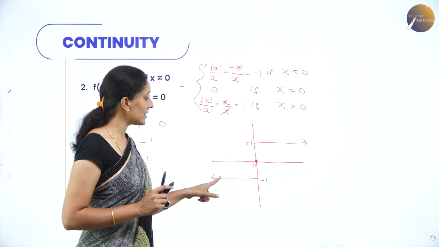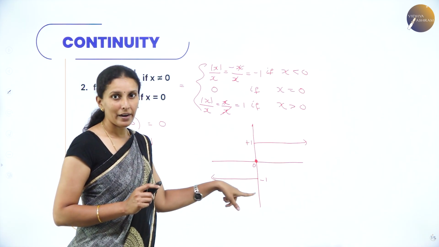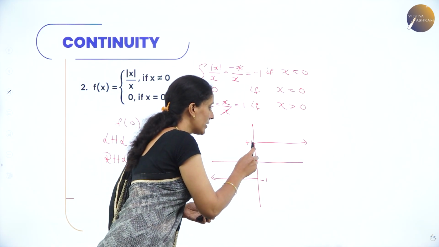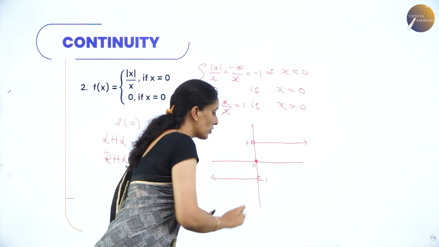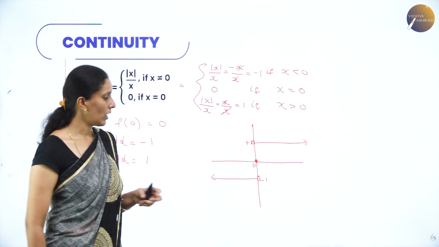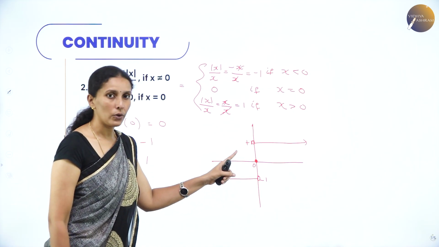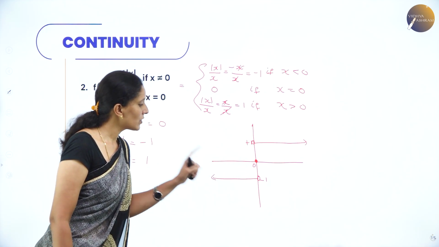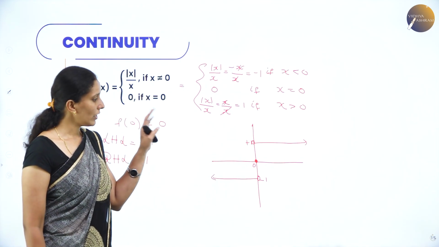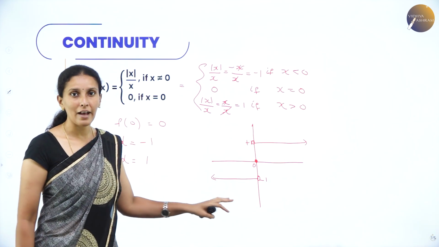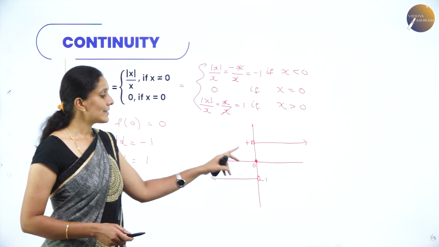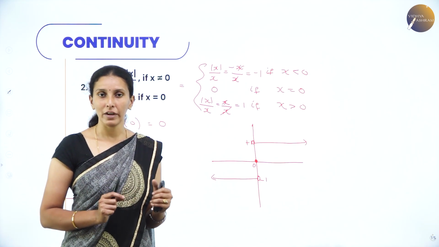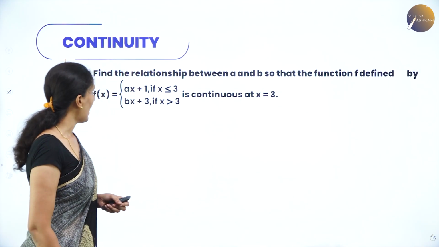Because you can clearly say you have to lift your pen to draw these two lines here. So here we have to draw an open circle, because f of 0 is 0 and f of x is 1 for x greater than 0, minus 1 for x less than 0. So clearly from this definition and graph, you can say x equal to 0 is the only point of discontinuity for the given function.